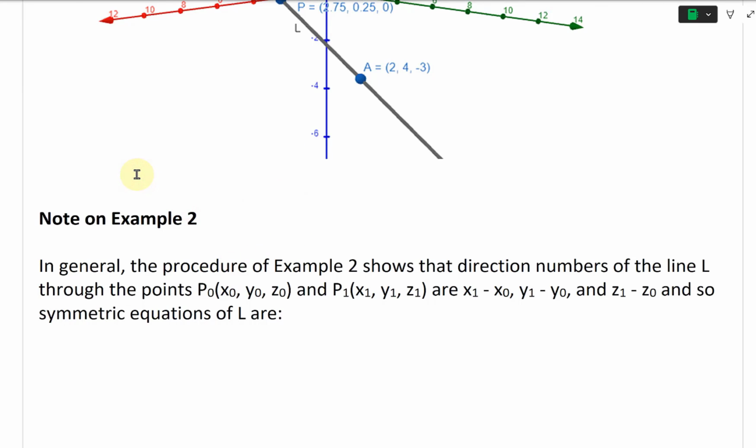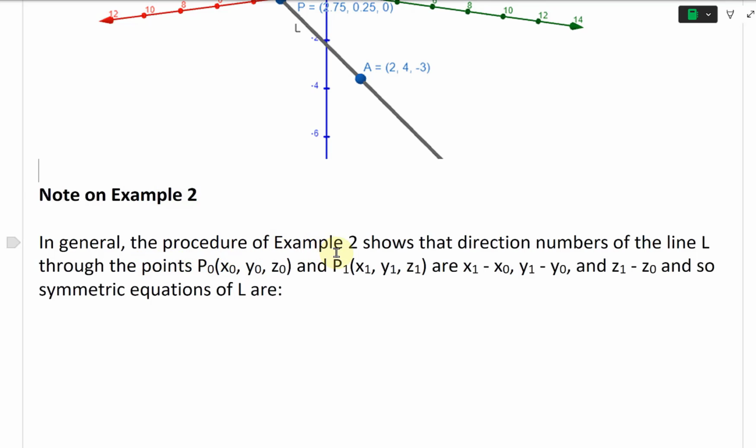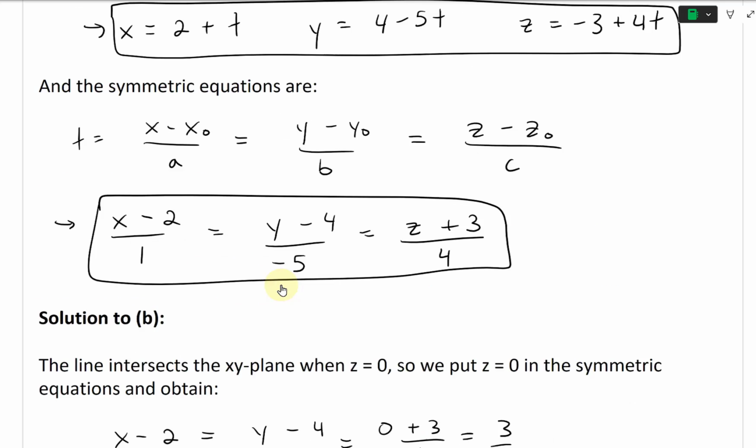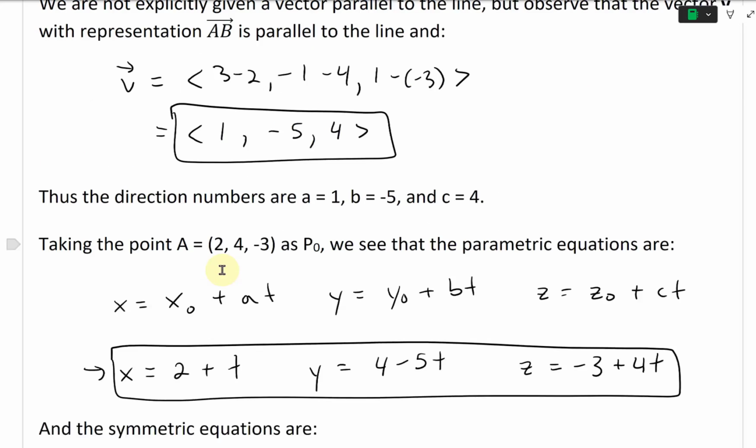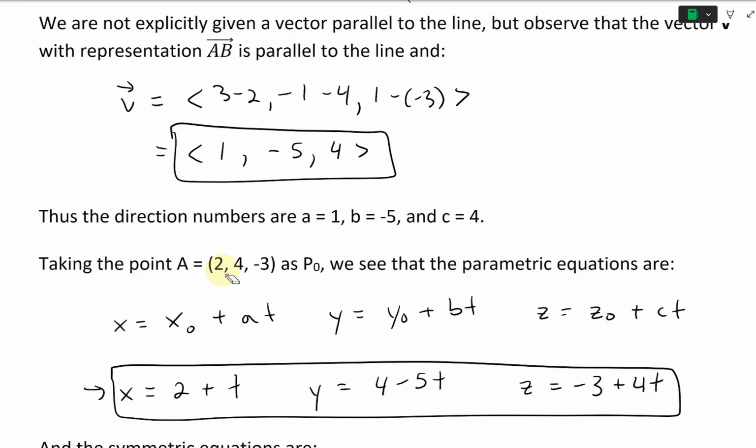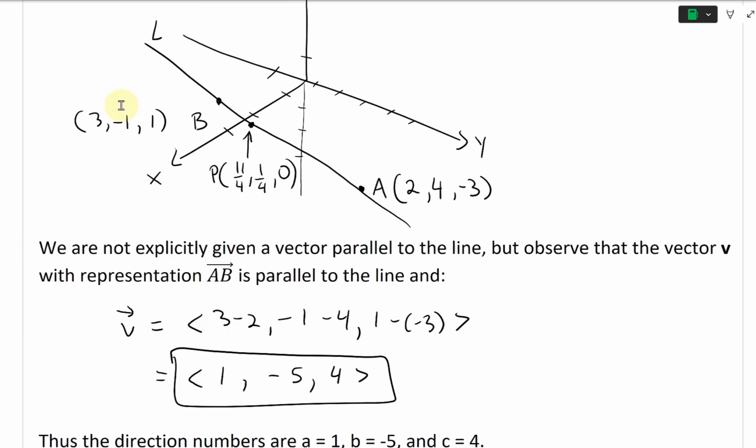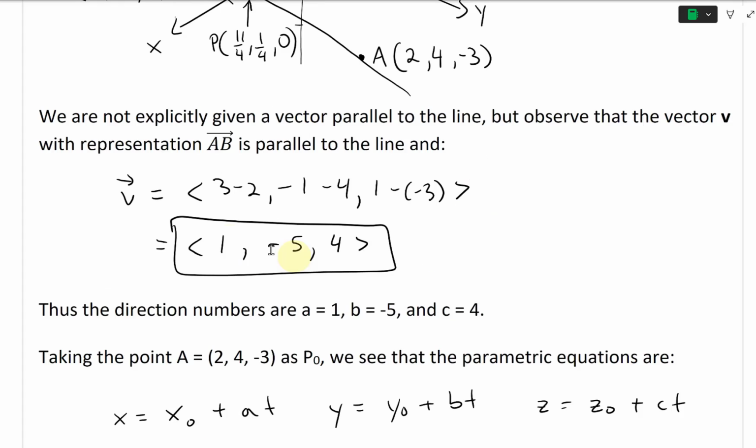So let's continue further and look at a note on example 2. In general, the procedure of example 2 shows that the direction numbers of the line L through the points P0, which has coordinates x0, y0, z0, and P1, x1, y1, z1, are x1 minus x0, y1 minus y0, and z1 minus z0. And so the symmetric equations of L are. Again, you can see that here, because we were looking at the direction numbers A, B, and C. We solve them by the difference of these 2 points. This 3 minus 2 is x1 minus x0, and then y1 minus y0, and then z1 minus z0. Those are the direction numbers there.